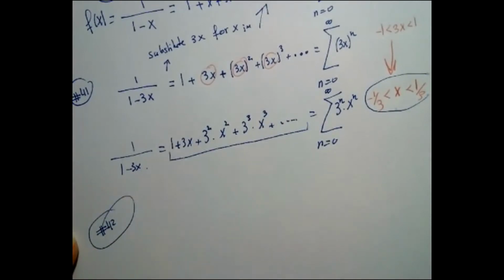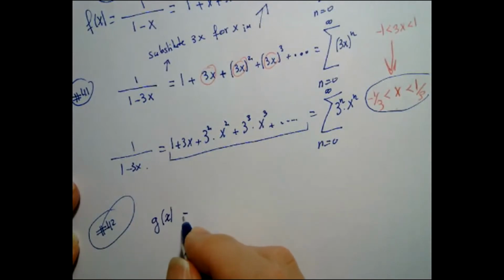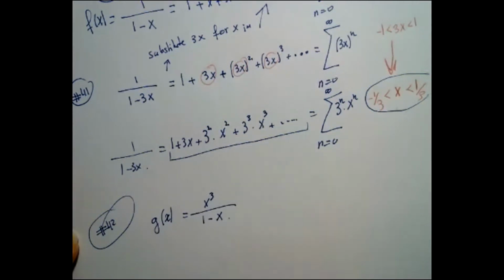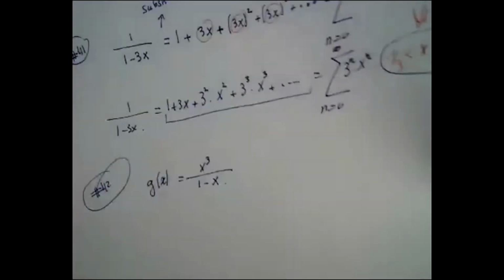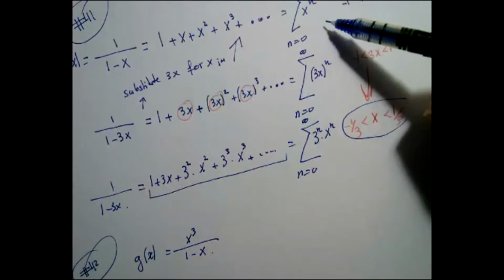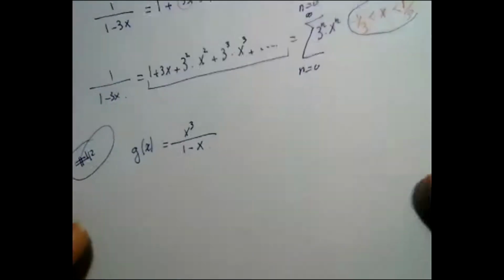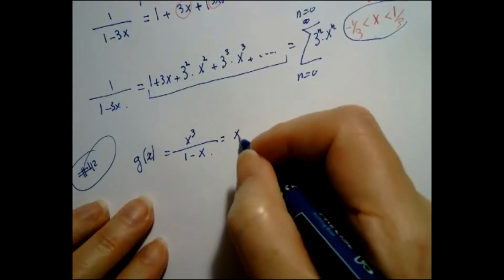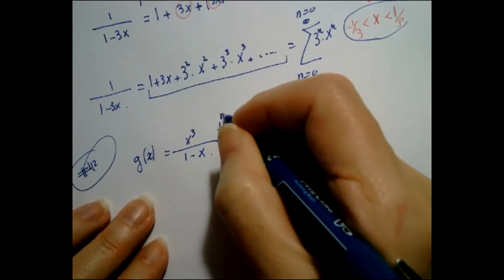Let's look at number 42. It's g of x equals x to the 3 over 1 minus x. All right, everyone, everything we're doing in those problems is we have to relate them to the original series. This one we will do exactly what we did yesterday. We have to rewrite to be able to relate.